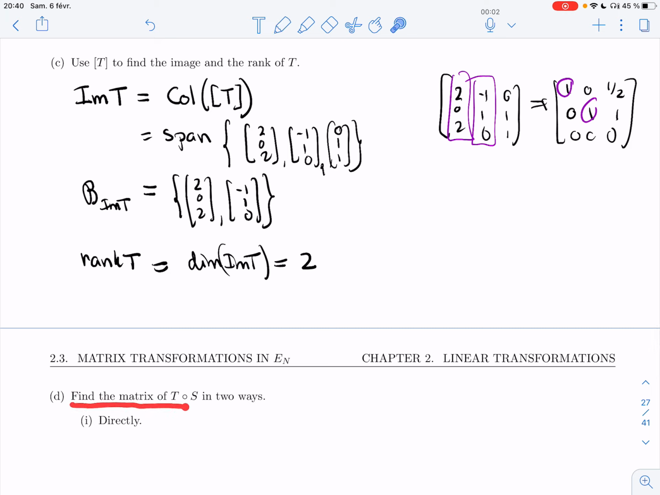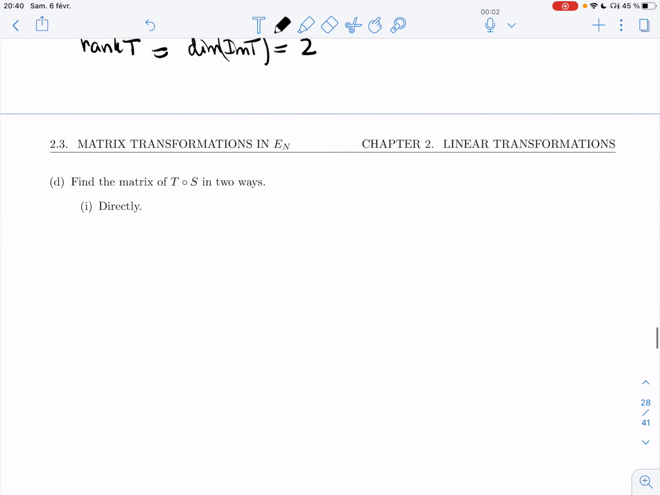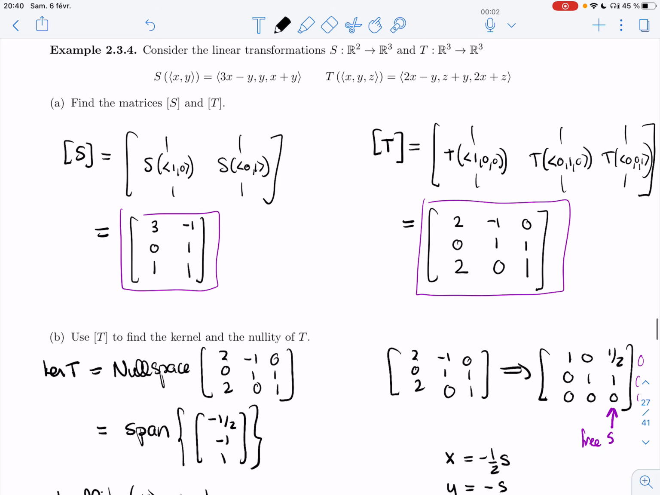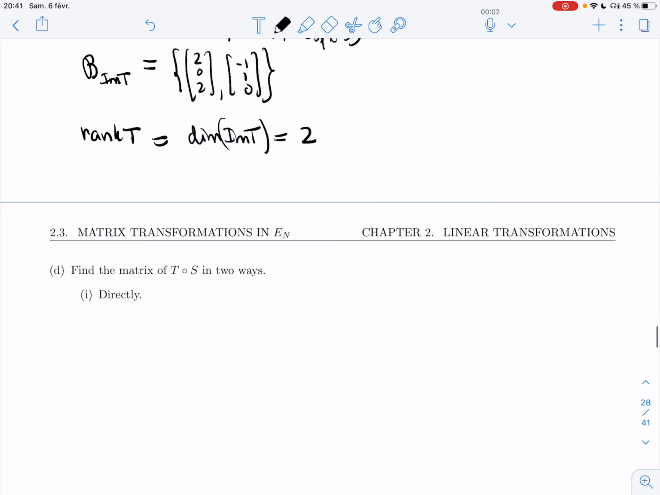Now I want to find the matrix corresponding to the composition in two ways. I want to do it directly. That means I'm going to spell out what the composition does to one element, and then from that get the matrix. And then I'm going to do it by using the matrices for S and T that I already have. So, all right, I want to know what T∘S does.